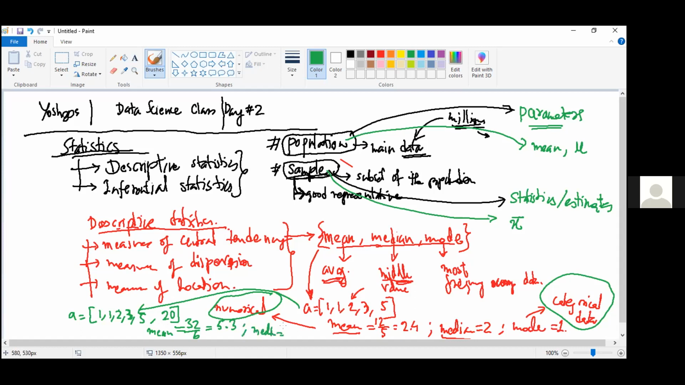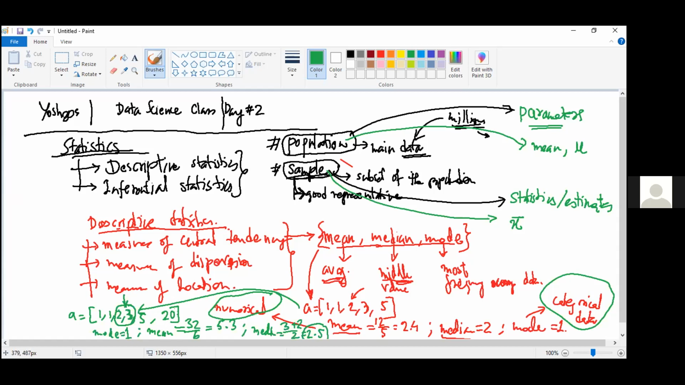What will be the median value? Median means the middle one. Since the number of items in this list is even, we will have 2 middle values, 2 and 3. How do you calculate the median? We just take the average of these two. So 3 plus 2 is 5, divided by 2 will become 2.5. So the median value is 2.5. And the mode still remains the same. 2, 3, 5, and 20 occur once, while 1 occurs twice. So the mode is still 1.